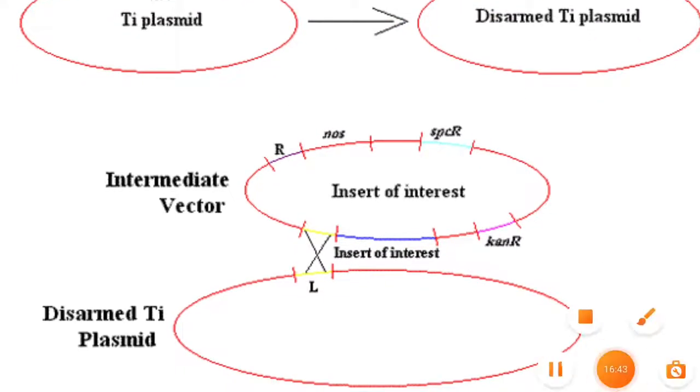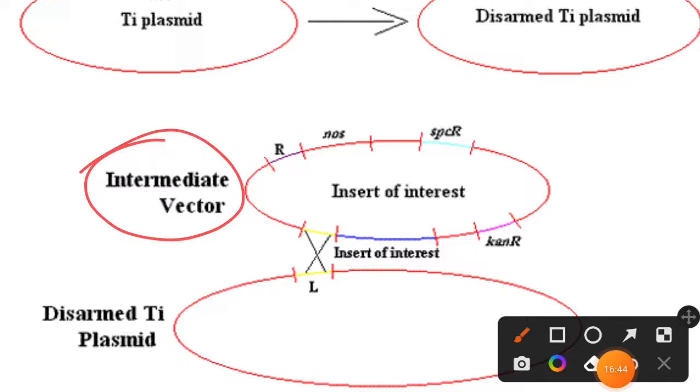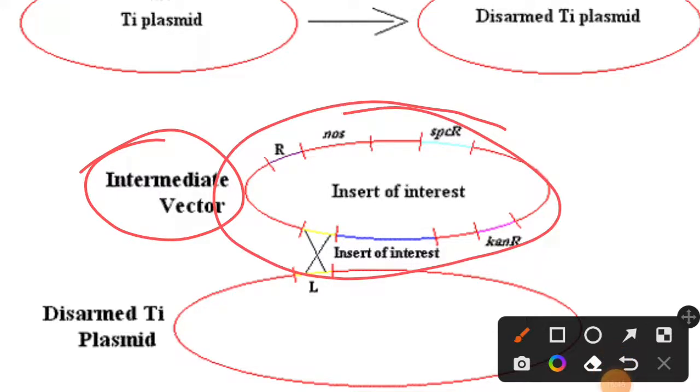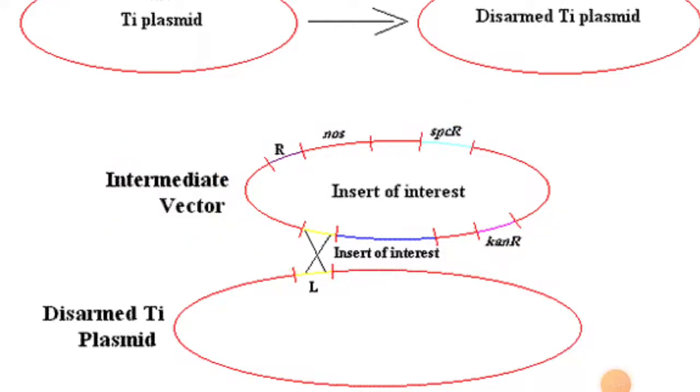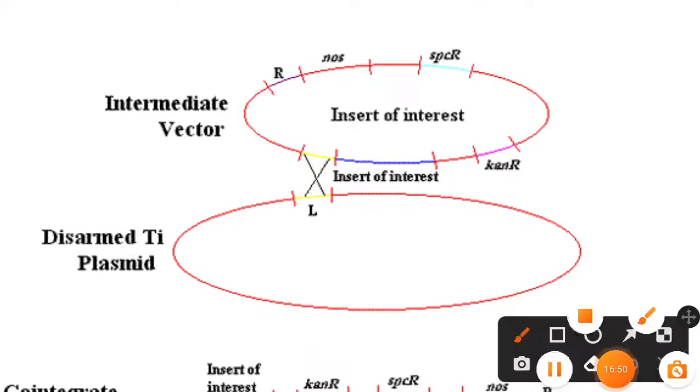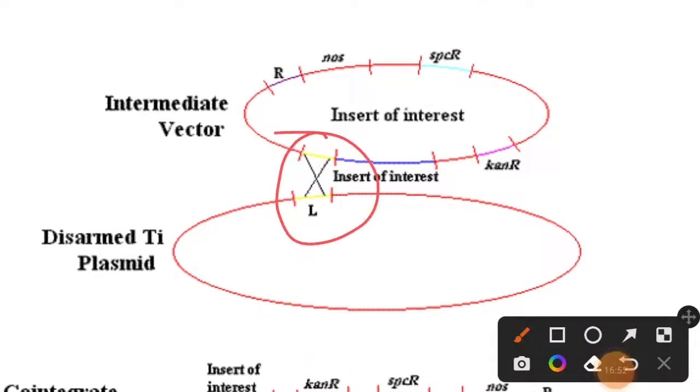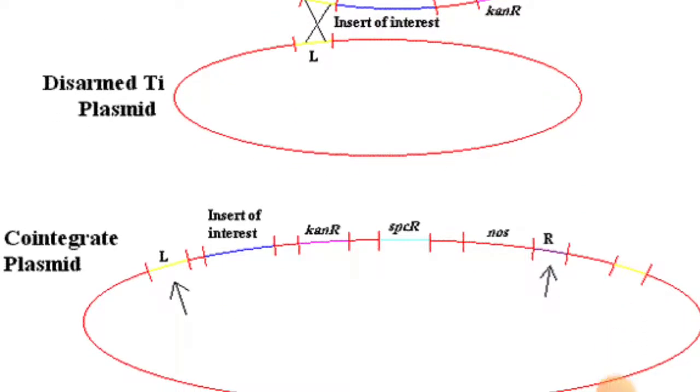Now we will develop our intermediate vector inside E. coli. Okay, and inside the E. coli we will perform a recombination. This recombination will lead to the formation of the co-integrative plasmid here.